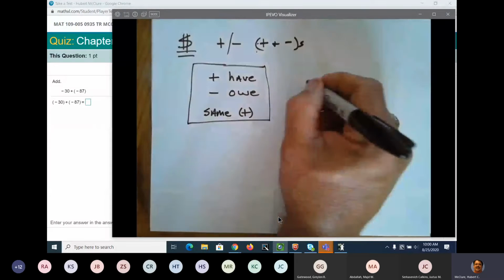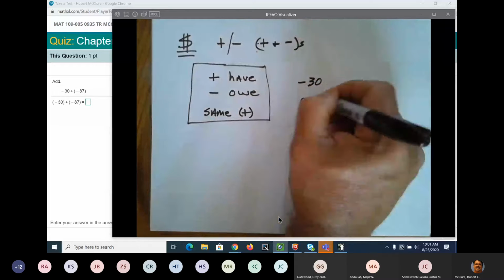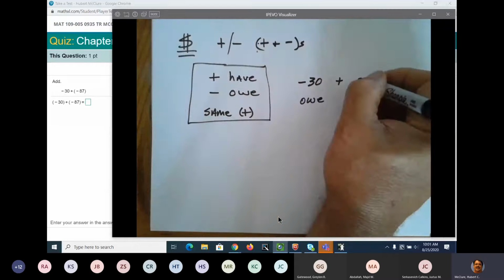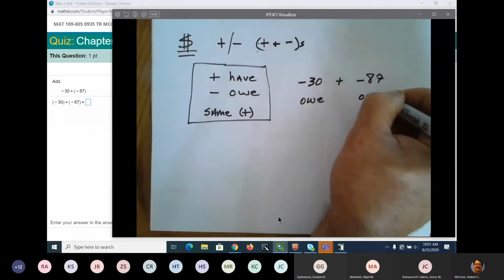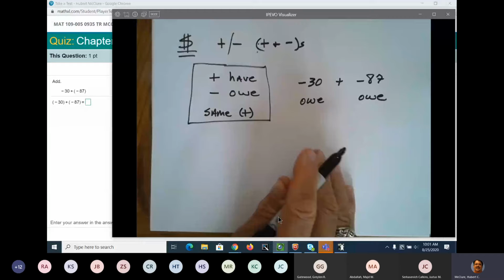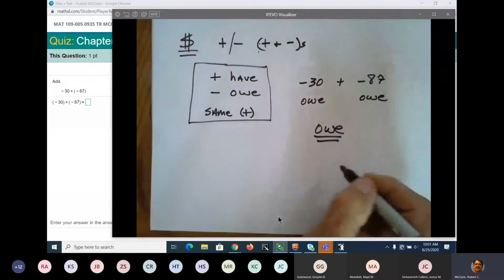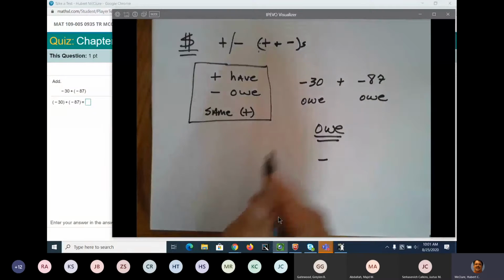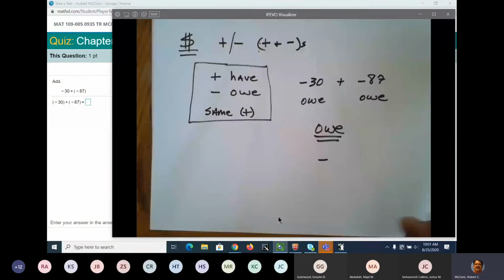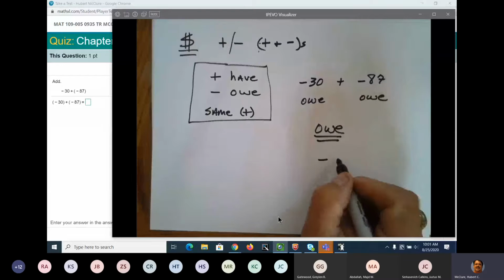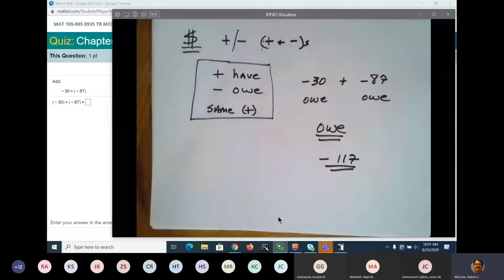You owe $30 and you owe $87. Well, if you owe $30 and you owe $87, the outcome is that you what? You owe, so the answer is going to be negative. And then if you owe one person $30 and you owe the other person 87, that'd be 117. I need somebody to check my math because I suck at adding eights. I don't know why I suck at adding eights. I think that's right. Negative 117.